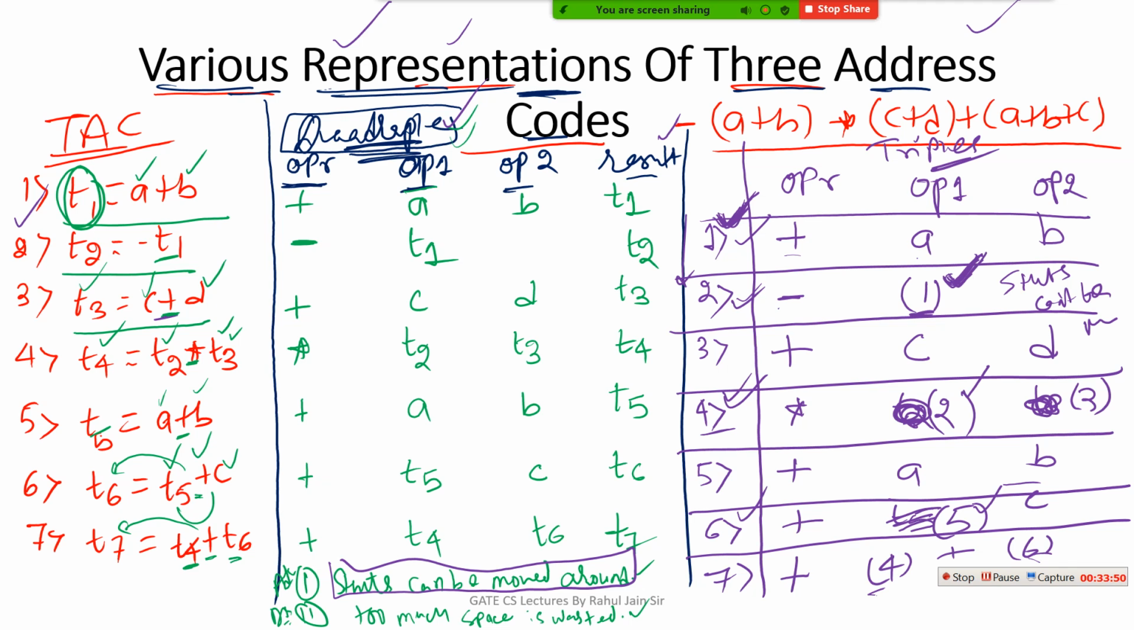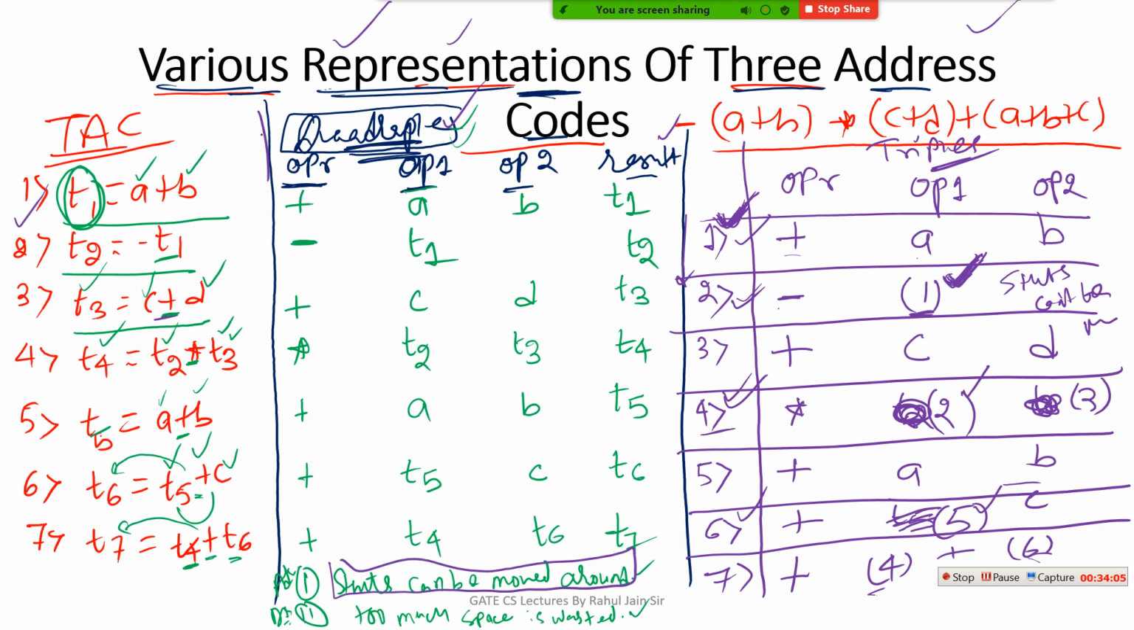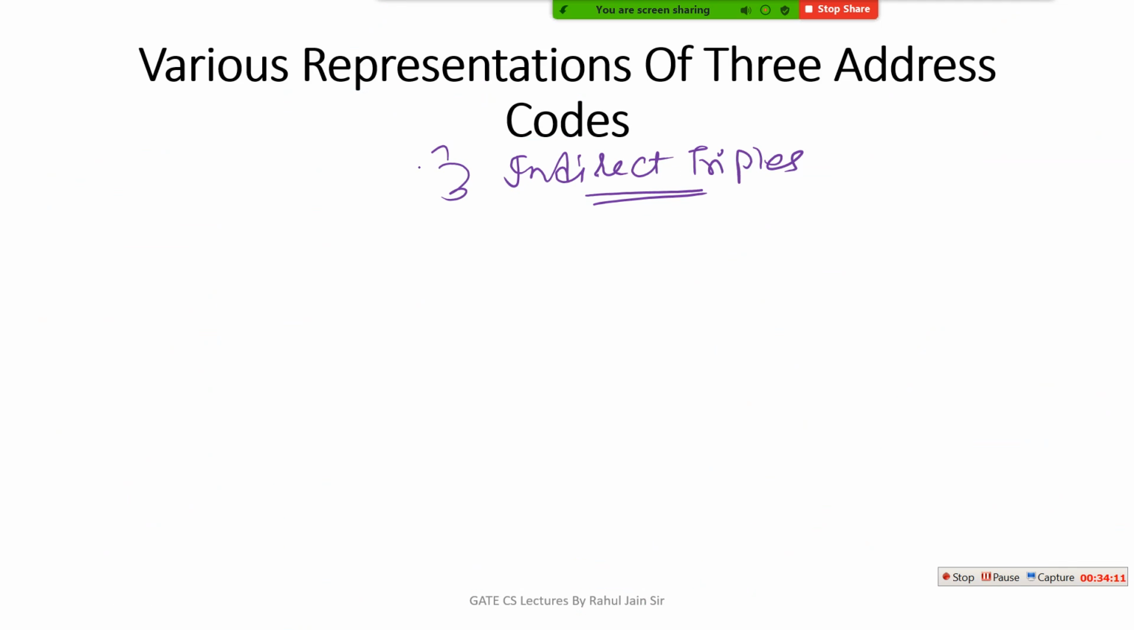Okay. Now I am moving to the last representation of 3 address code, and it is called indirect triples. It is the last form. The very first form was quadruples, the first form of 3 address code. The second form of 3 address code is triples, and the last one, that is the third one, is indirect triples.